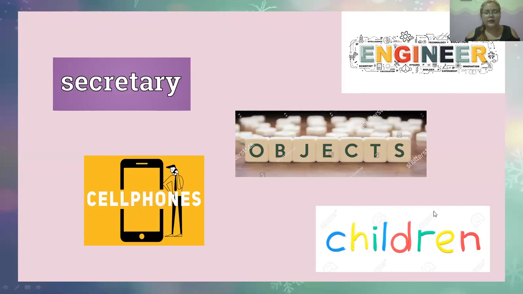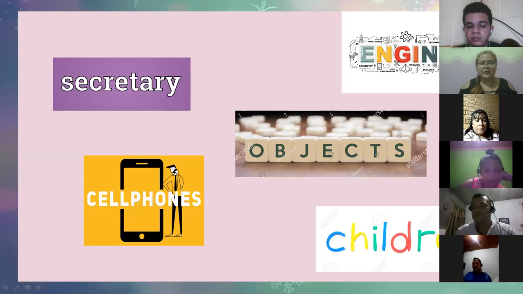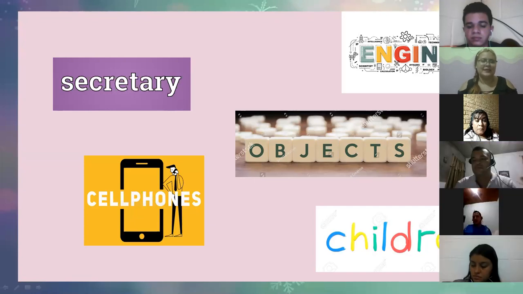Okay. The spelling for the word is I. Okay. C-H-I. C-H-I. Okay? C-H-I. Okay. Yes, that's right. Okay. Thank you, Irene. Good.